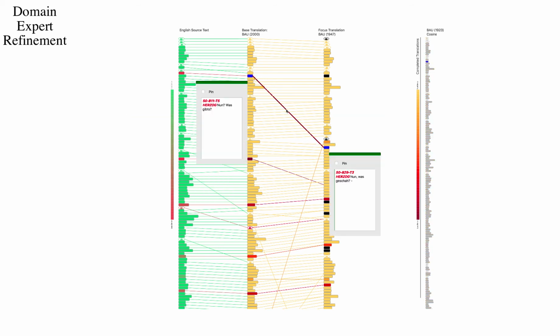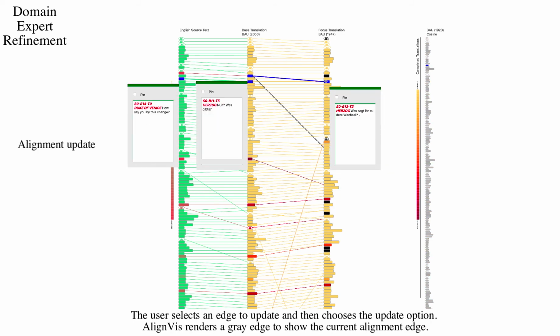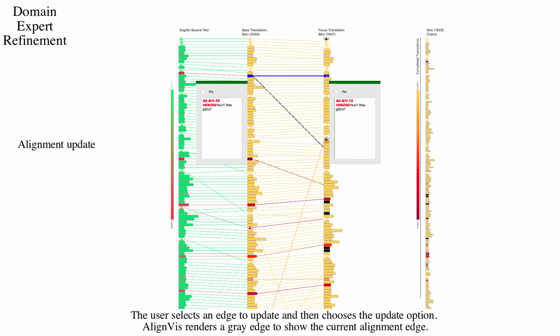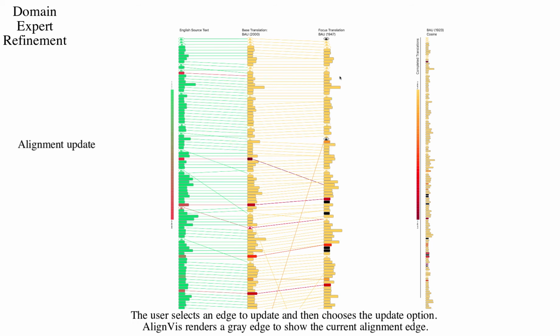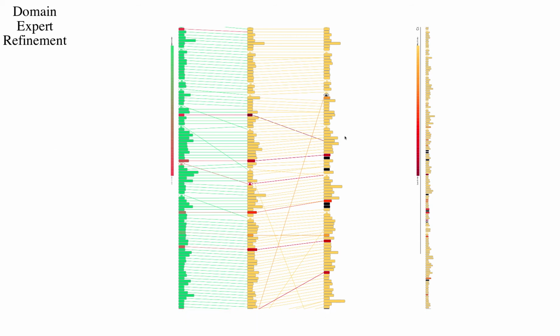Alignment update. To update an alignment, the user right-clicks on the edge and selects Update Alignment. The dashed gray edge that is rendered to represent the original alignment has the advantage that the user can see what he is going to change and remember the current alignment.